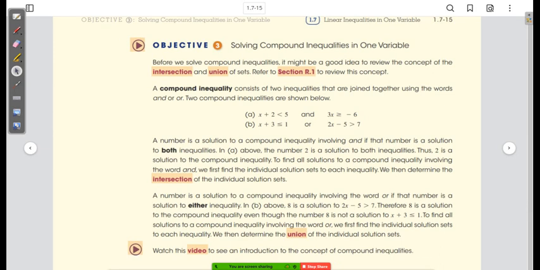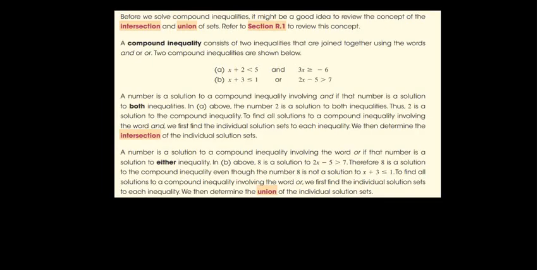We can't just skip over this. Not skip over it, but sometimes I feel like I can say things better than the textbook, and I'm wrong about 90% of the time. So here we go, starting from the top. Before we solve compound inequalities, it might be a good idea to review the concepts of intersection and union. You can go to review 1 and review those concepts, and I really think you should. But for now we're not going to be bouncing back and forth in this lecture.